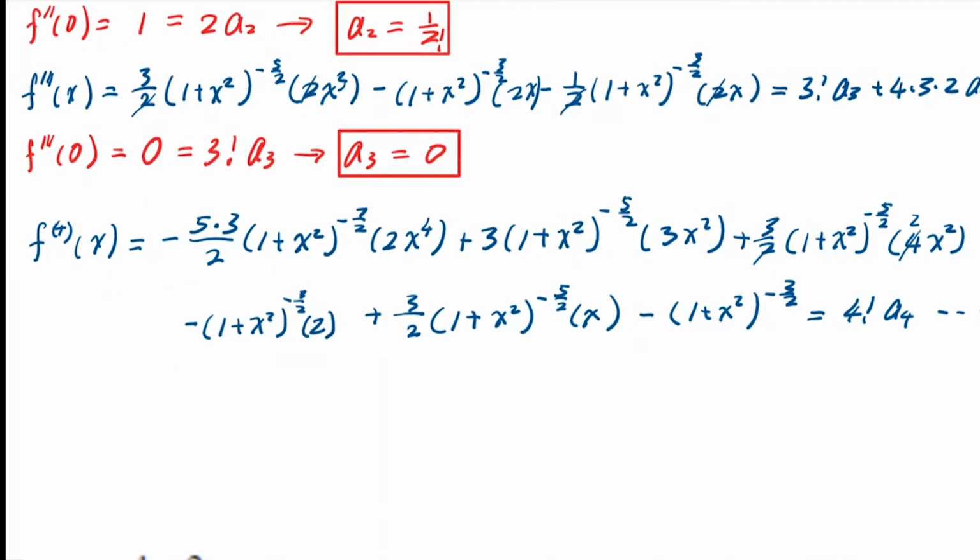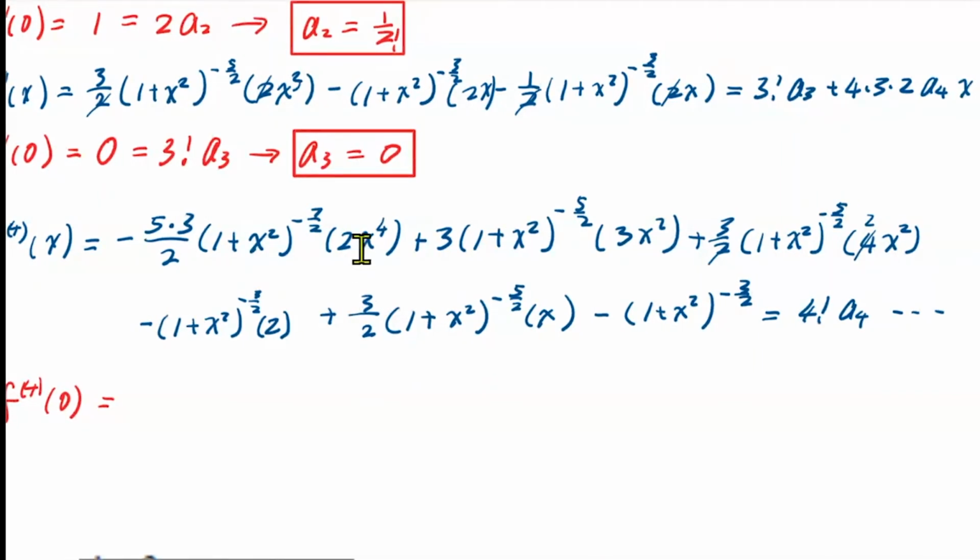So if I substitute 0 here, let's see which ones die and which ones survive. This one dies, this one dies, this one dies, this one dies. These are the only 2 that survive, right? And that gives me 3. Do you see that? 2 here and 1 there. So it gives me negative 3. And the other side, we have 4 factorial a4. Good. So that tells you a4 is negative. What's 4 factorial divided by 3? Is it 8?